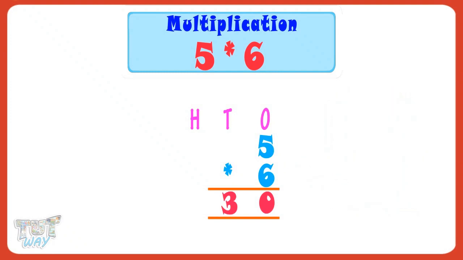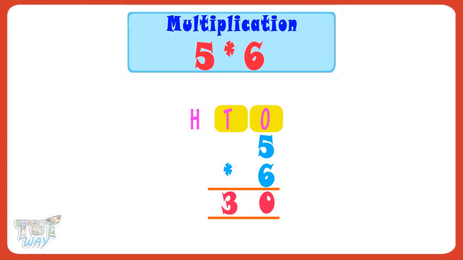Remember, we always have to take care of place values. That is, 5 and 6 are at ones places. And in 30, 0 is at ones place. So 0 will be written under ones place. And 3 is at tens place, so it will be written under tens place. 30 is our answer.